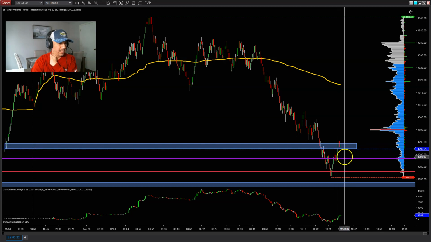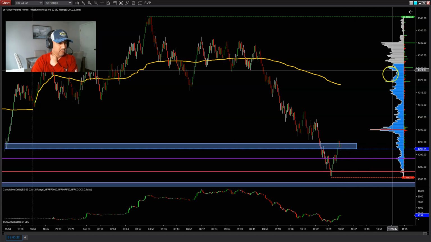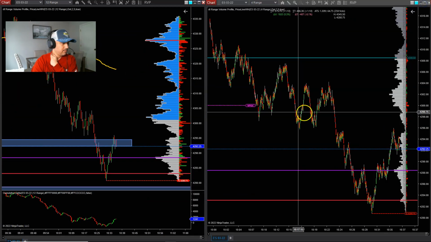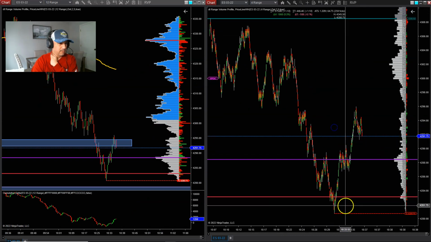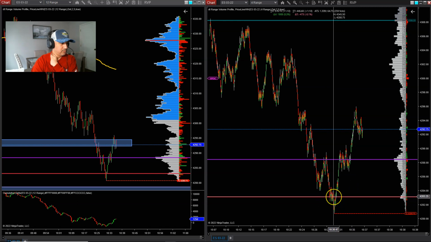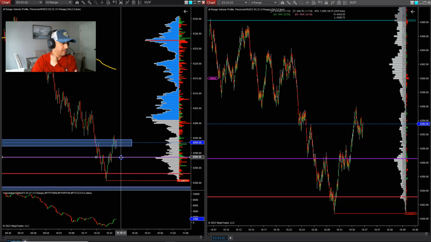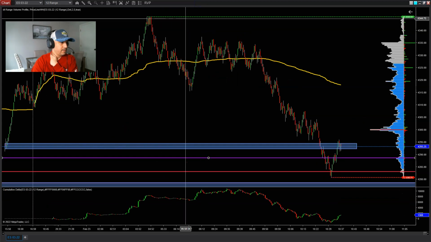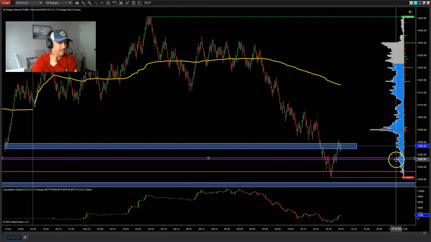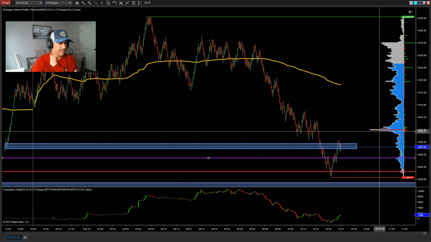I like to see it come back and hit this area right here, or even come back down to this area right here. So we'll see what happens. Yeah, it hasn't quite hit this area down here yet. It's a high volume node right here. I was looking for price to pull back to it, bounce, and take it up to this high volume node here. So we'll see.